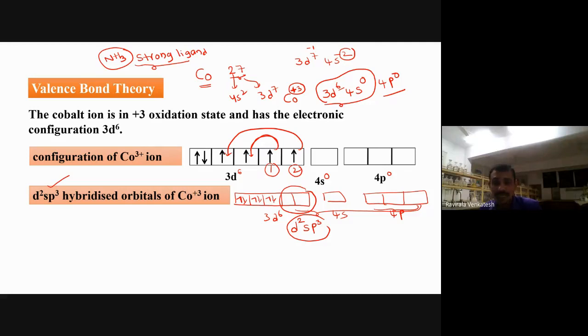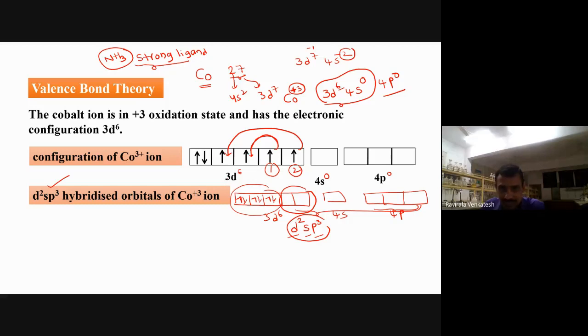Because remember beta, only empty orbitals will undergo mixing to give hybridization. These never undergo mixing here because they are having electrons. Even unpaired electrons do not undergo hybridization. Only empty orbitals undergo hybridization to give hybrid orbitals. So two d orbitals, one s orbital and 3 p orbitals mix together to give 6 d2sp3 hybrid orbitals.